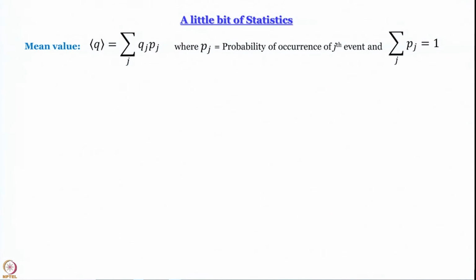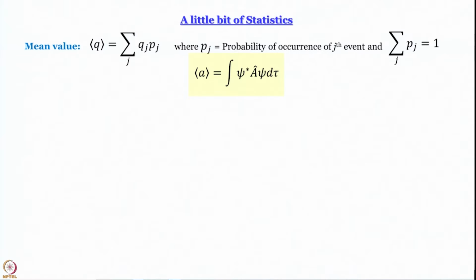Pj then is the probability of occurrence of the jth event, and it is needless to say perhaps that the sum over j of pj has to be equal to 1. Total probability must be equal to 1, okay, and it follows quite easily. You keep on adding all the probabilities, you are going to get the sum over j of nj divided by the sum over j of nj, which is equal to 1. Alright. Now let us define something else.